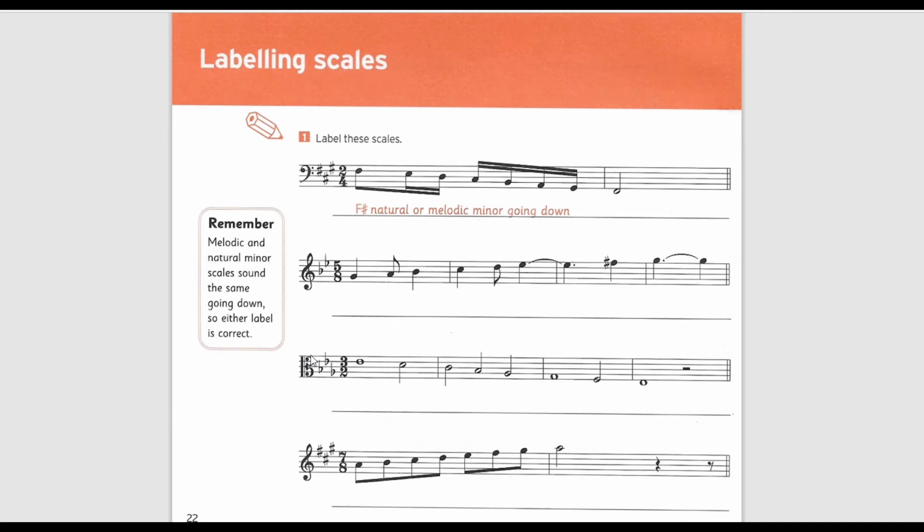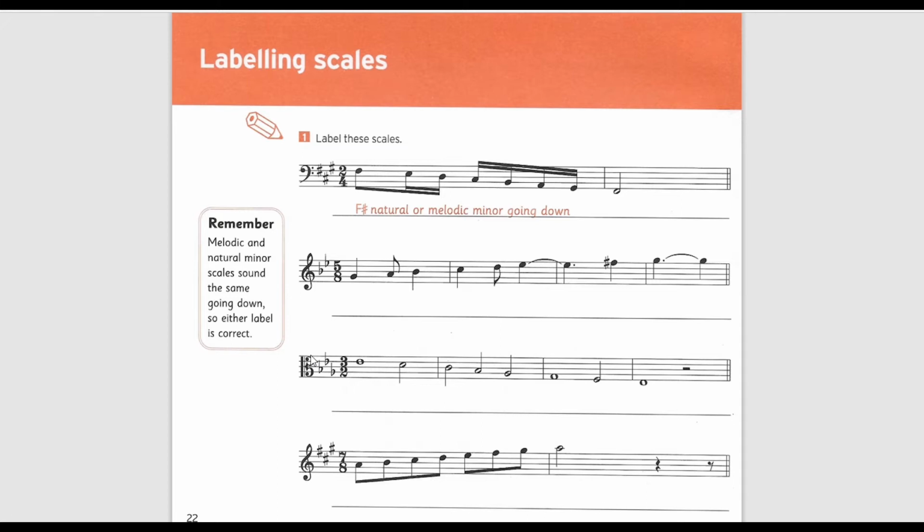Friends, our topic today is labeling scales. In this chapter we're going to label the scales. We have to find out which scales these given rhythms are. So let's find out. You can go through this first example on your own, and then we can work on the second one.